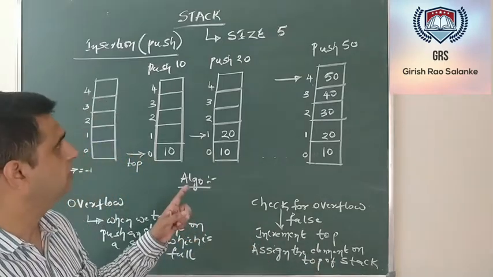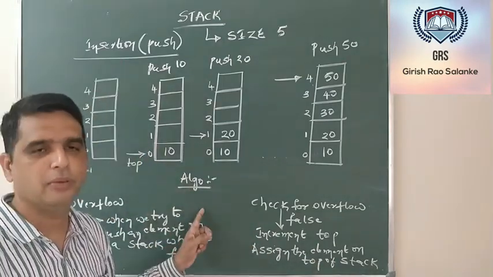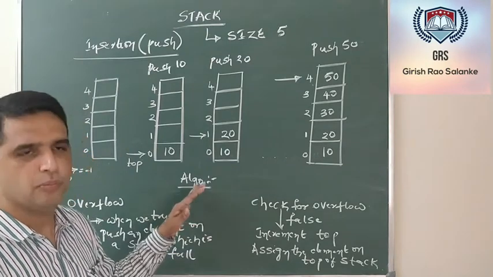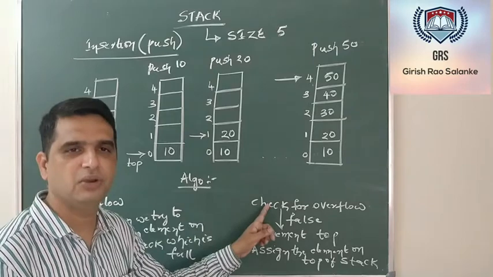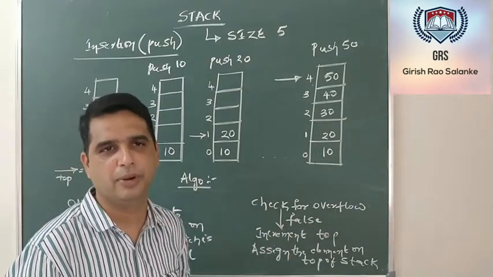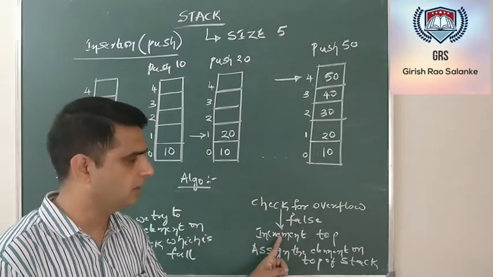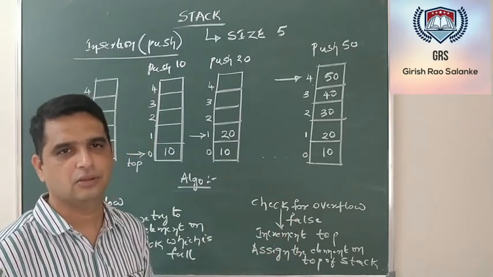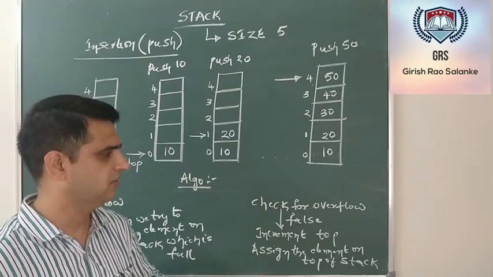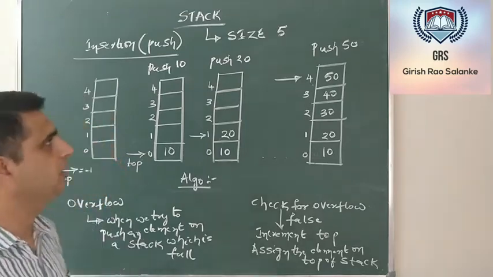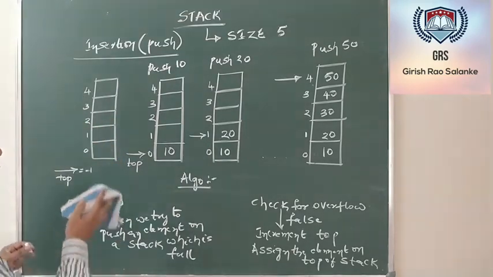This is about what we mean by the push operation on a stack. Note that every time before pushing the element onto the stack, first you need to check for overflow. If it is true, it implies that you can't push a new element. If it is false, then increment the top and then assign a new element on top of the stack. Hope this is clear. This is about the push operation on the stack. Now coming to the next operation. The next operation is called pop.